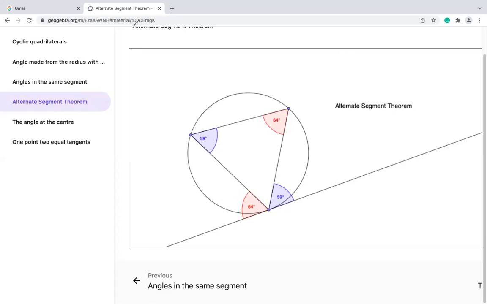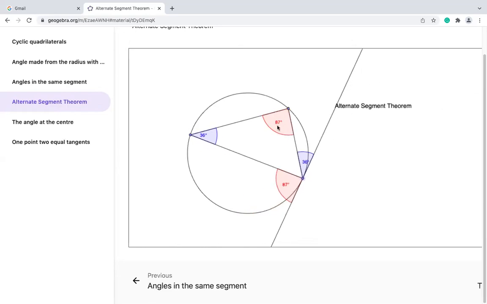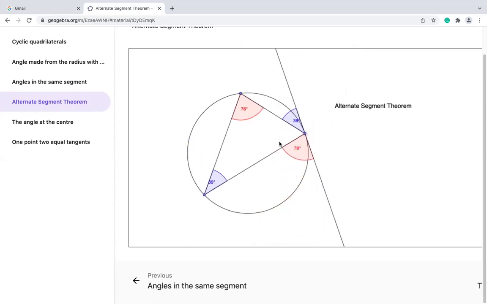You can see that even if I change the position here, my angles are still equal: this is 87, this is 87, this is 36, this is 36. Even if I keep changing the positions, the angles in the alternate segments are equal. So this is 78, this is 78, this is 39, this is 39. The one thing you must always remember is that it must have a tangent and three chords, C1, C2, and C3. The angle between the tangent and one chord is equal to the angle between the other two chords. That's how you can remember. This is referred to as the alternate segment theorem.